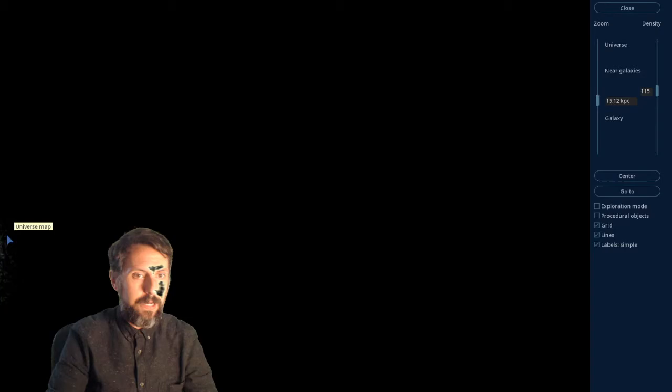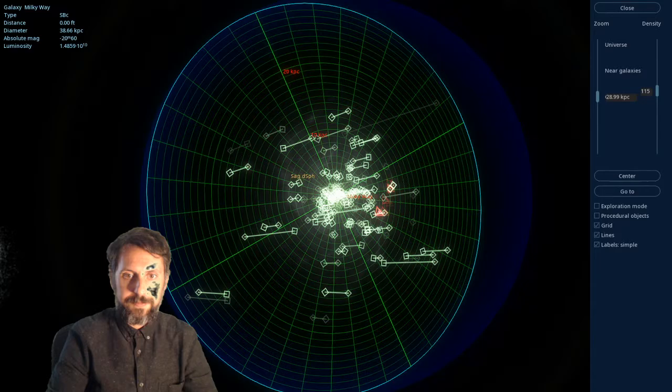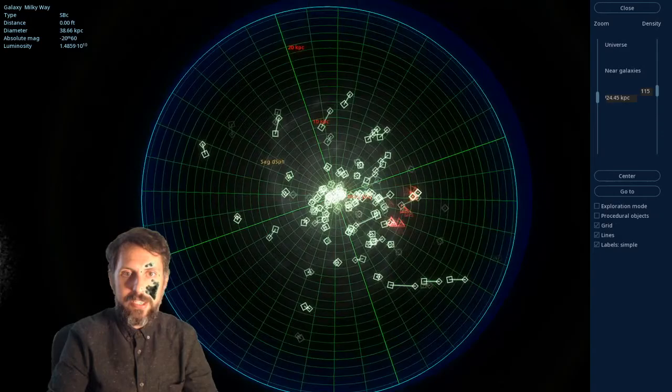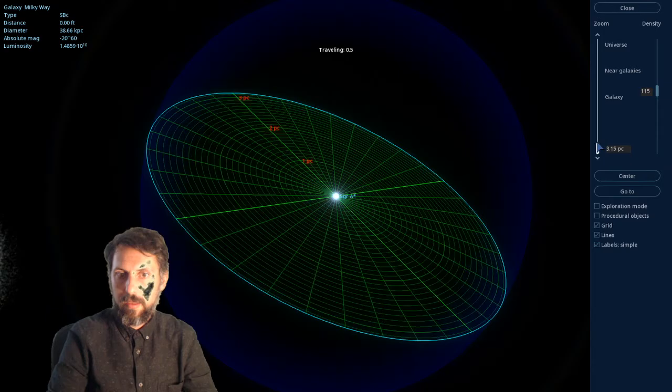Let's go away from this. Let's click on the Milky Way. Let's click on this again. Boom. So here's the Milky Way. And all of these little things, these dots you're seeing, especially as we zoom in. Can we go in a little closer? Sagittarius A. There we go.